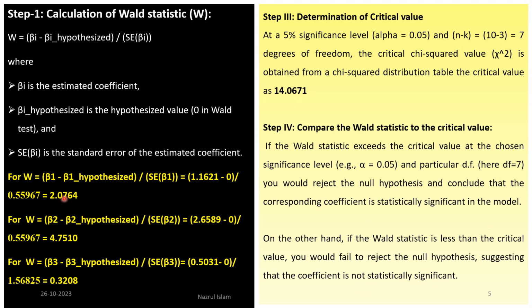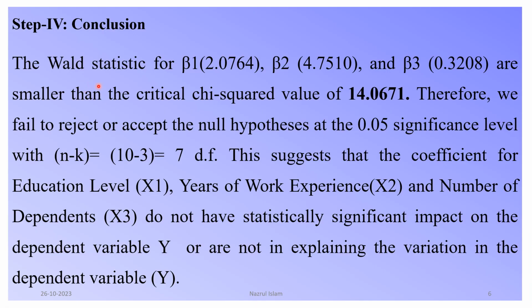You can see these are the three values of the Wald test for beta 1, beta 2 and beta 3. All are smaller than the critical value. Now we have to take a decision based on the Wald statistic. As we have found, beta 1 2.0764, beta 2 4.7510 and beta 3 0.3208 are smaller than the critical chi-squared value of 14.0671. Therefore, we fail to reject the null hypothesis.